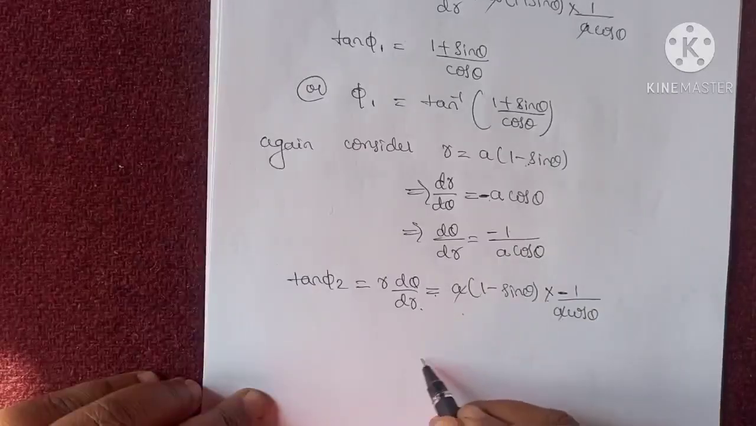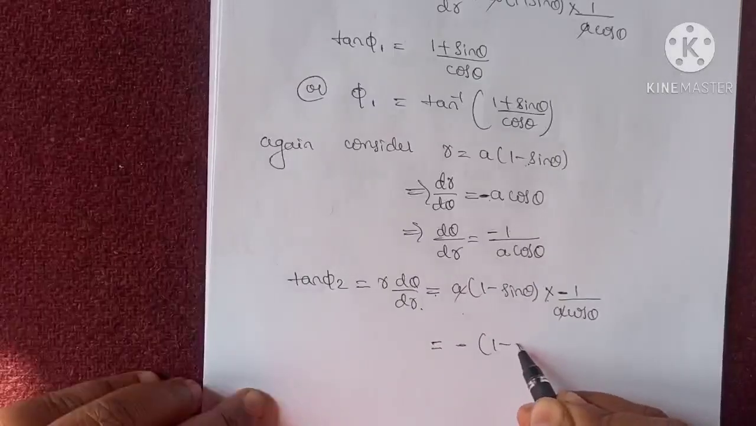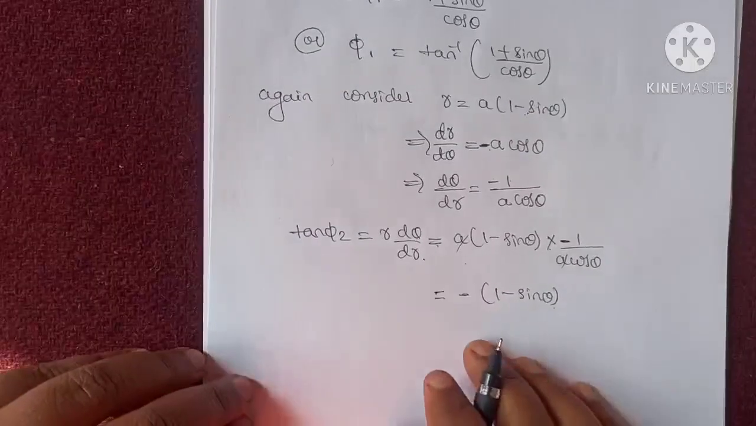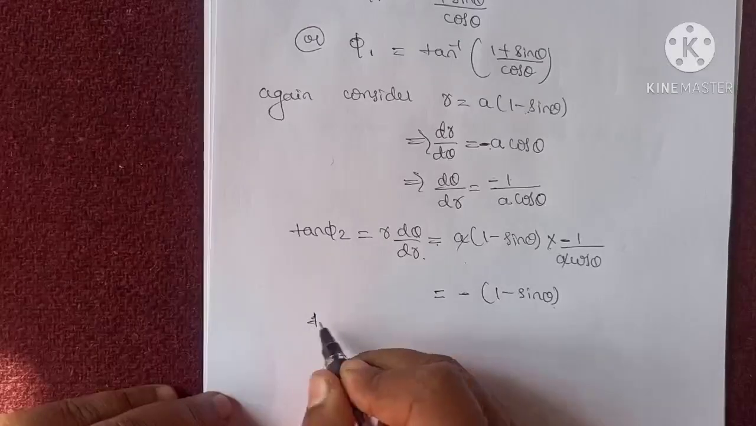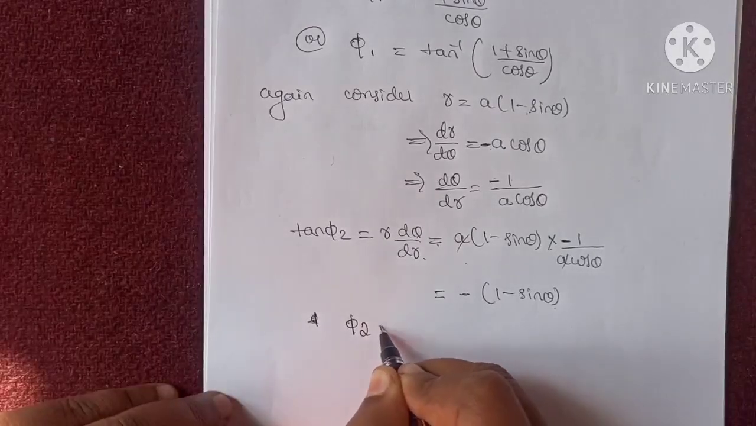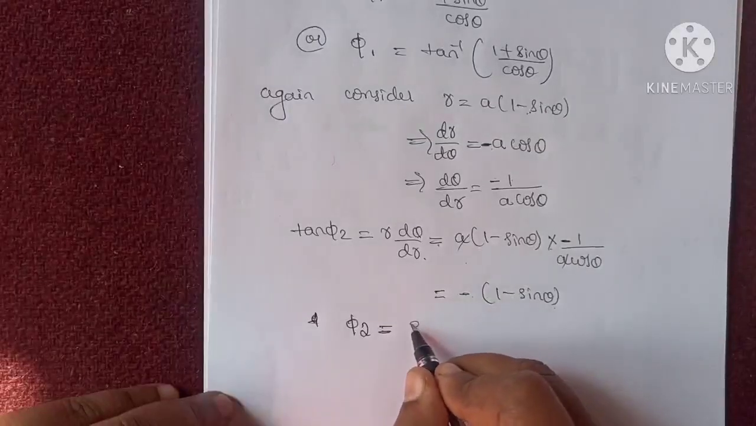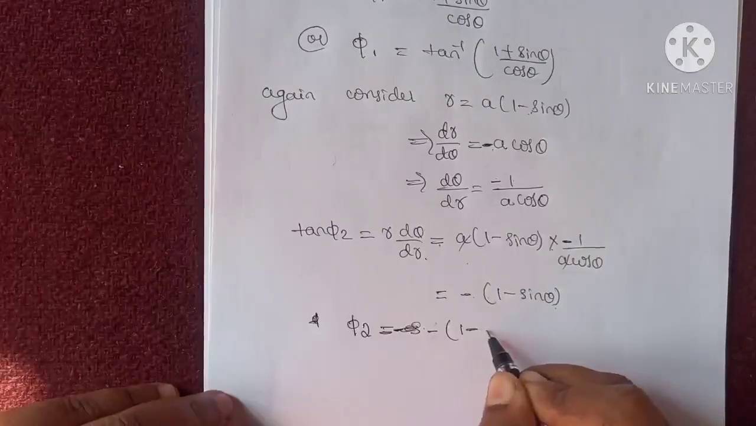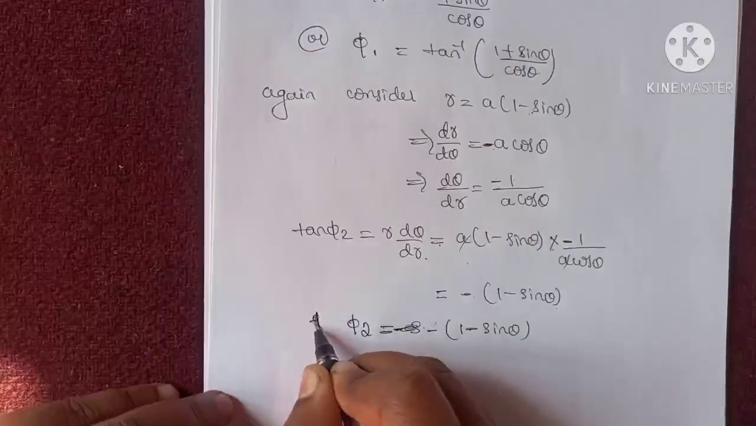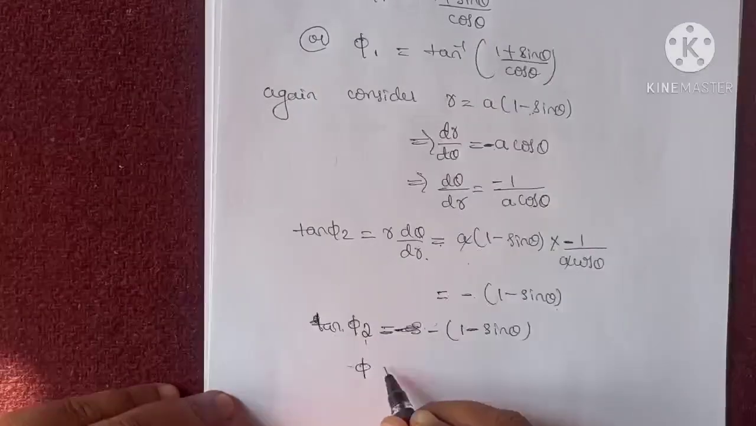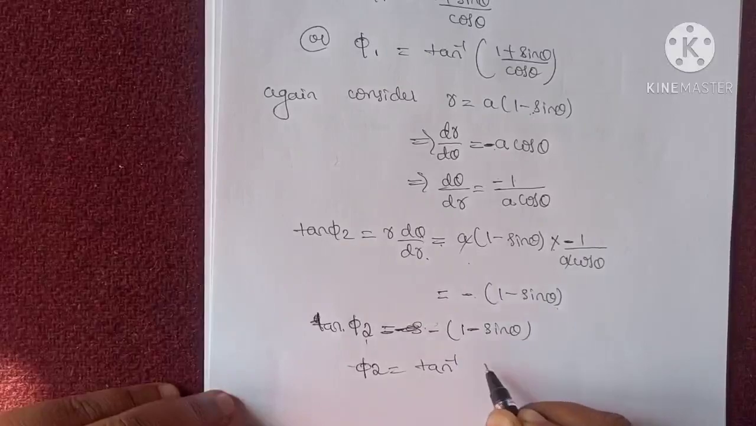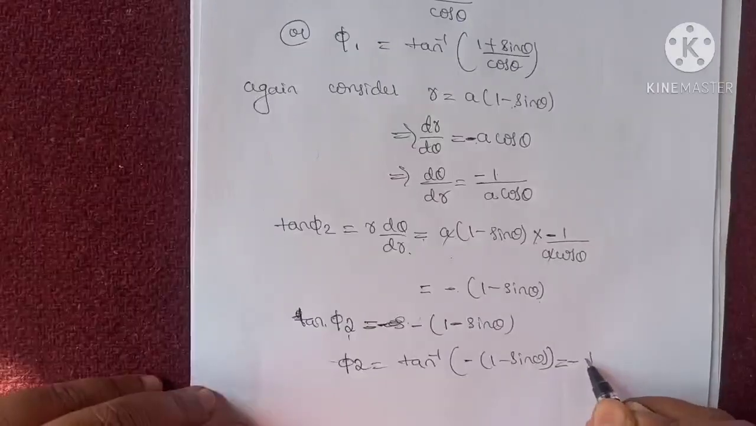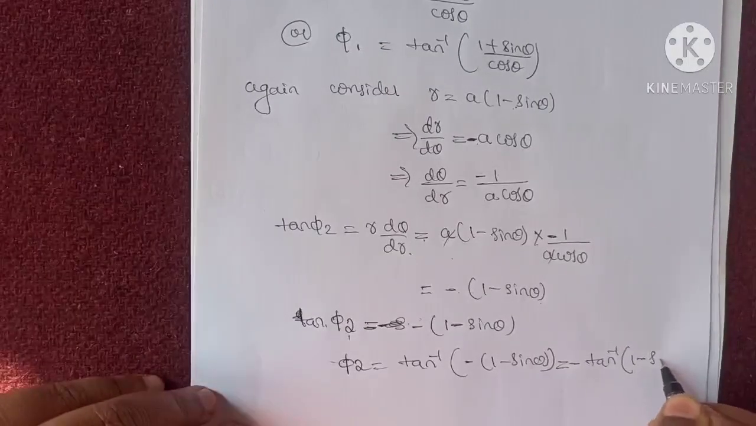The terms cancel, and we get minus 1 minus sin theta. Now simplifying this, phi 1 equals phi 2 equals sin theta over minus 1 minus sin theta. So this is tan of phi 2. Therefore phi 2 is equal to tan inverse of minus 1 minus sin theta, which is equal to minus tan inverse of 1 minus sin theta.